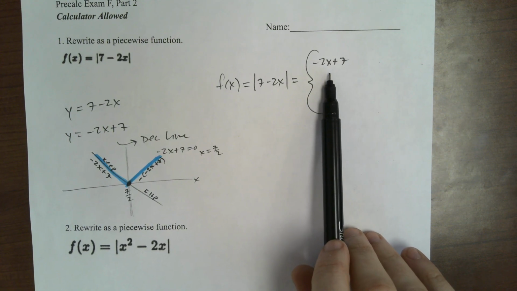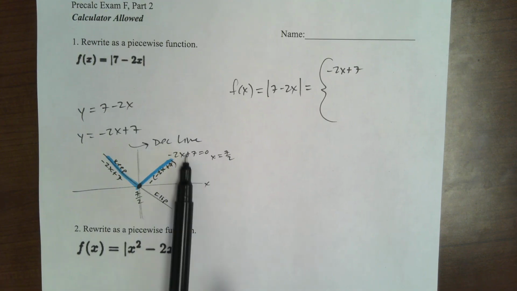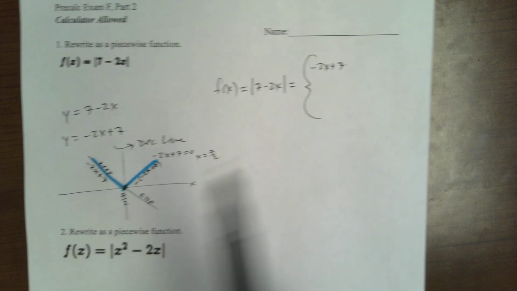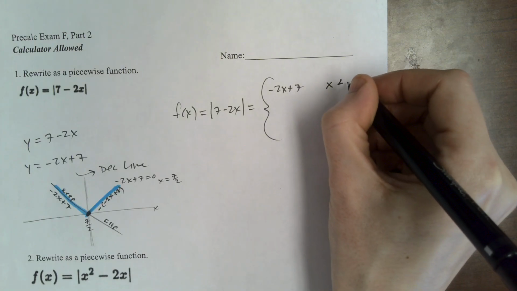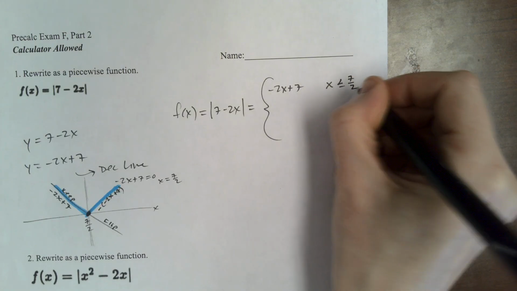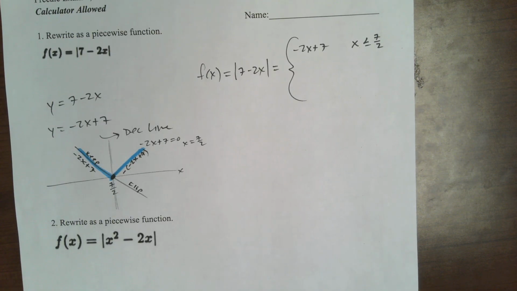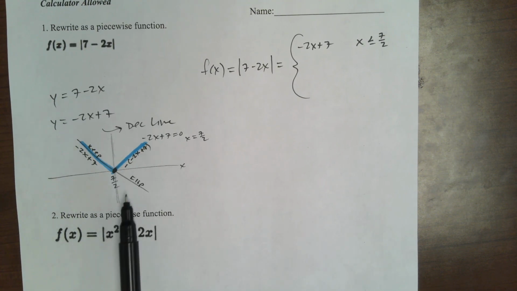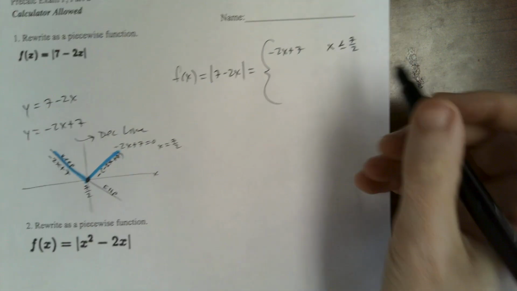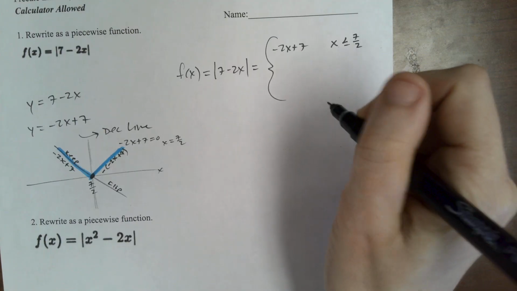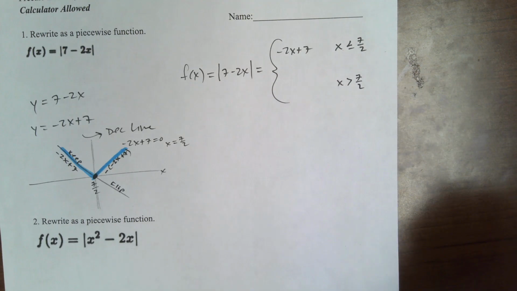And this is where the inequality comes in handy. So let's say that this is section 1, this is section 2. Section 1 is described like this: x is less than or equal to 7/2. That's this whole section to the left of the border. And to the right, x is greater than 7/2.